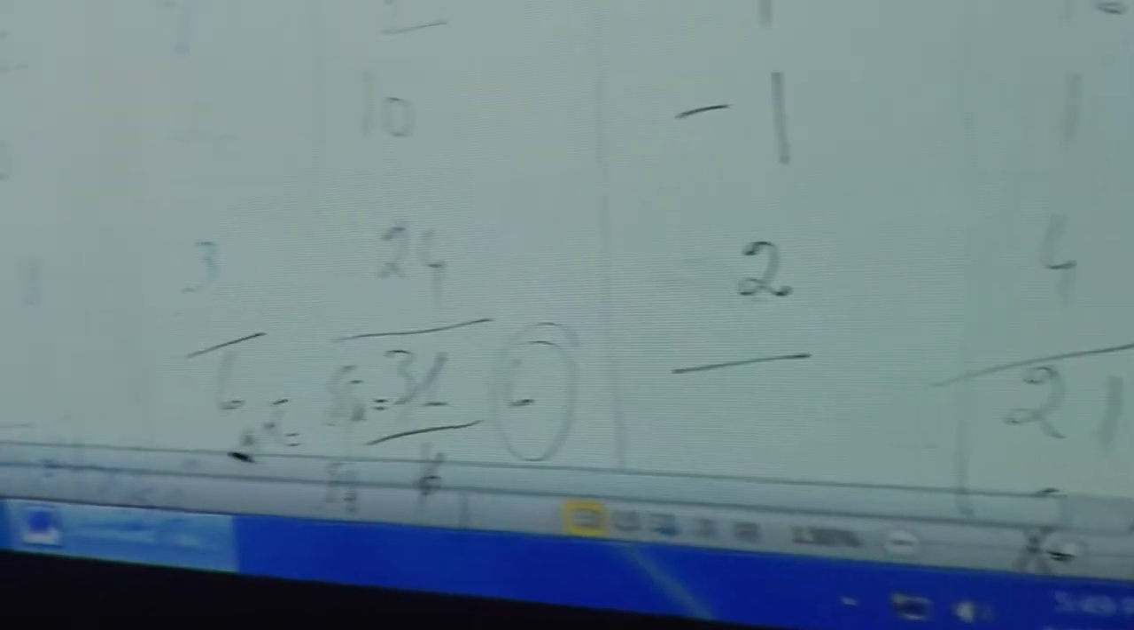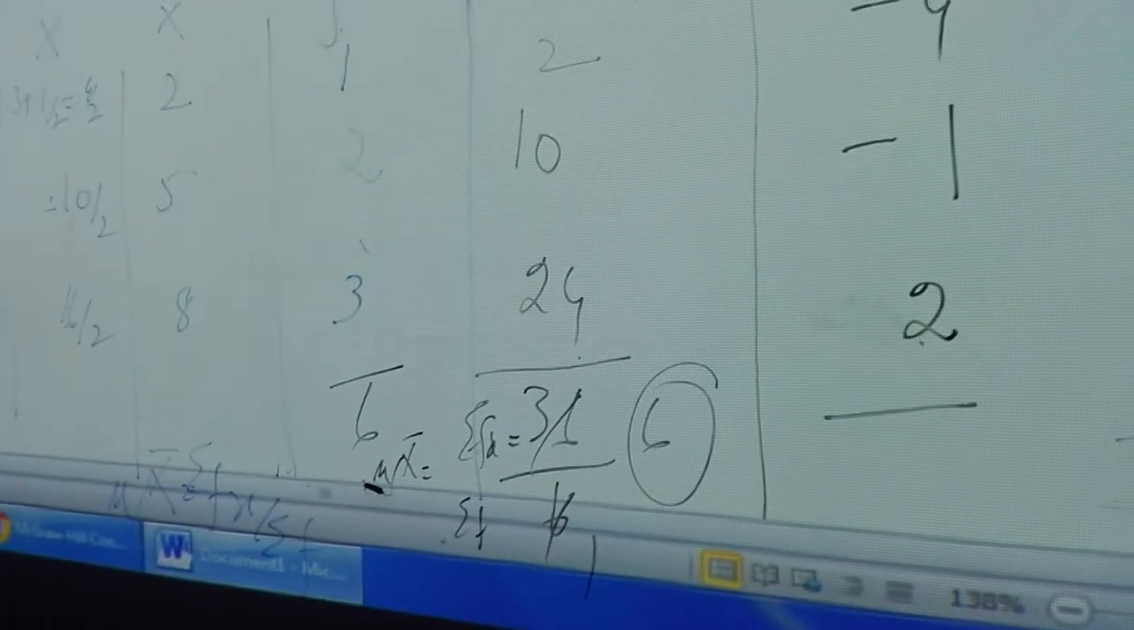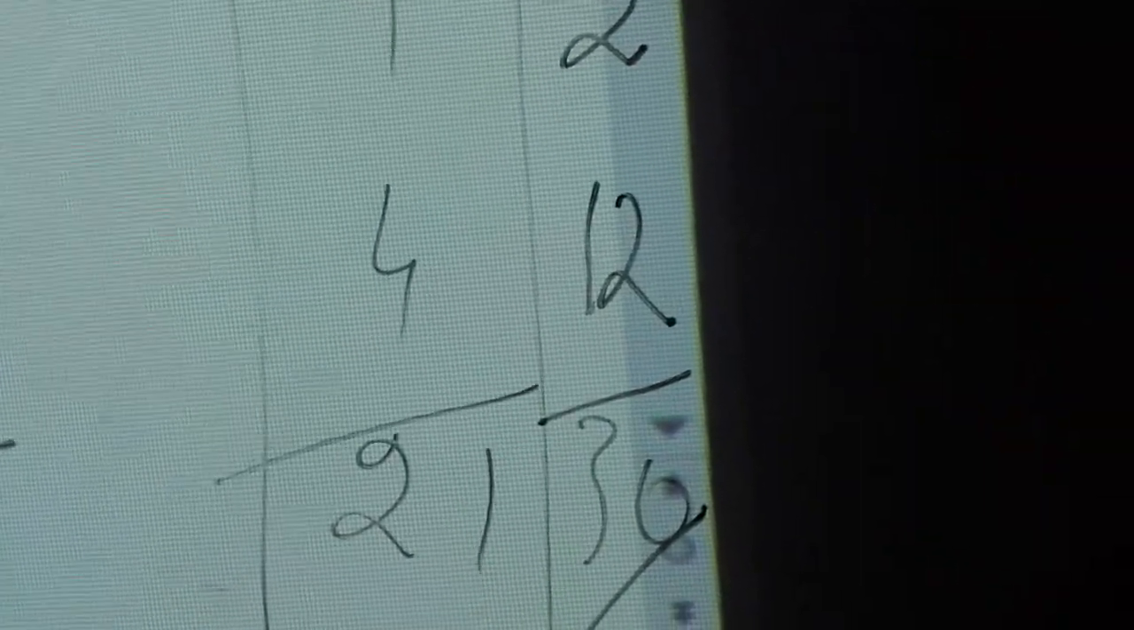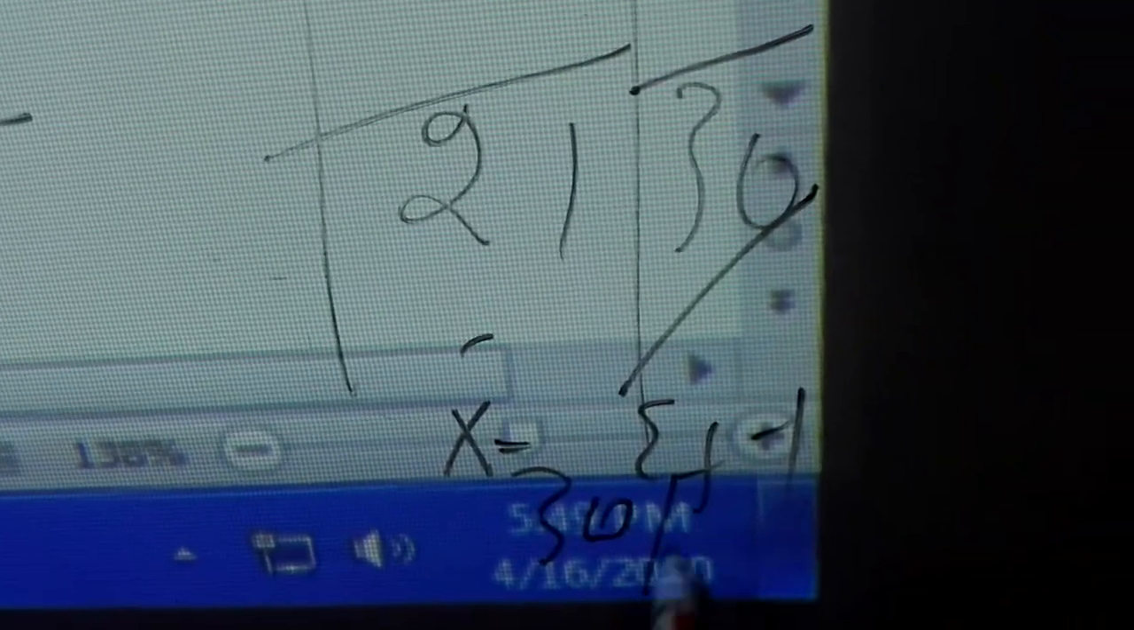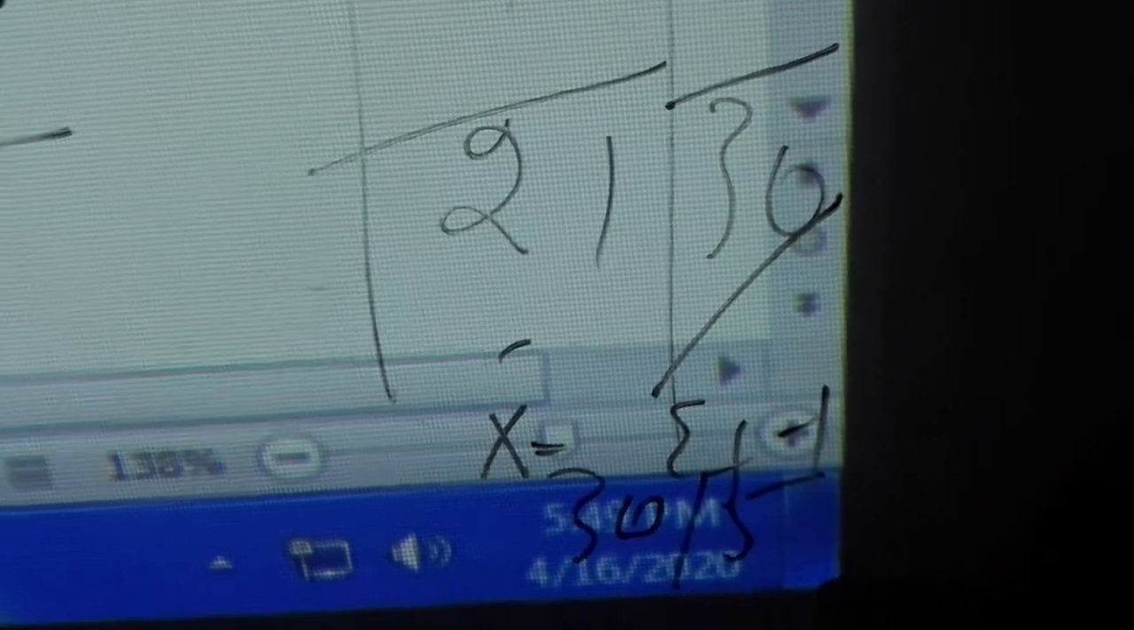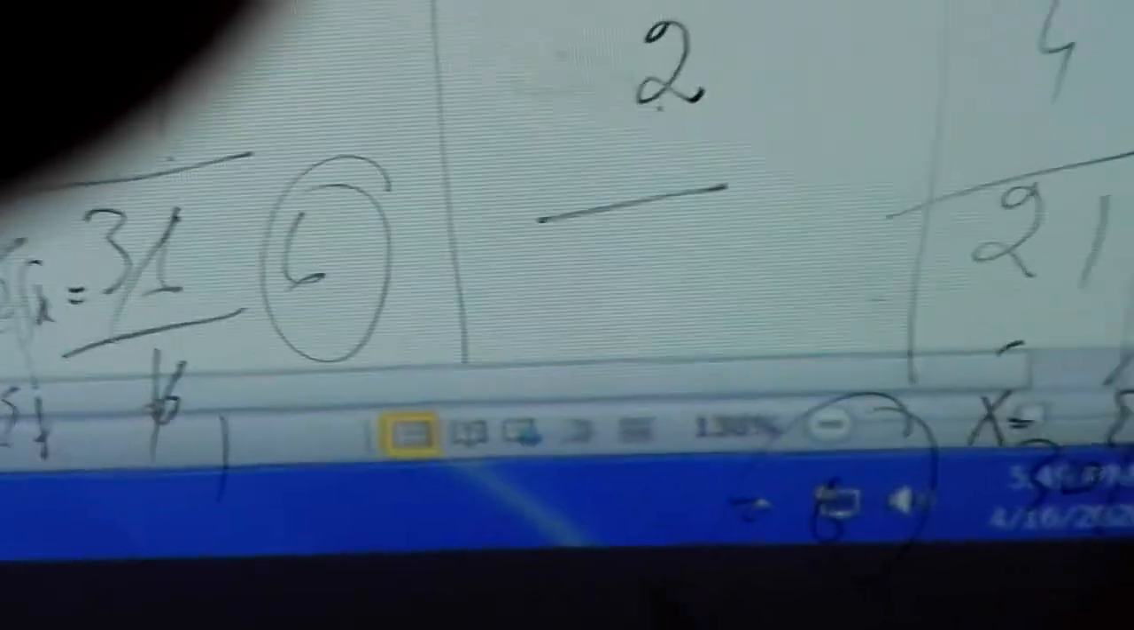So how many values? So this is like 6, 3, 4, 5, 6. So now we are going to be having 5. So 30 by 5, right? So it's going to be 6 again. So this is going to be our variance.